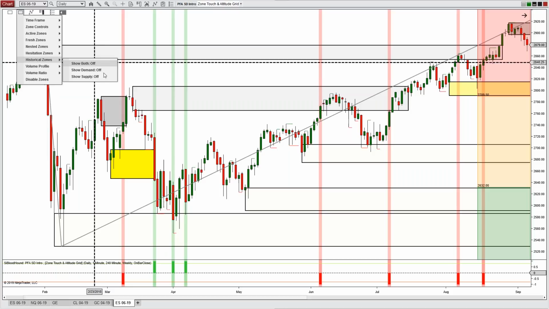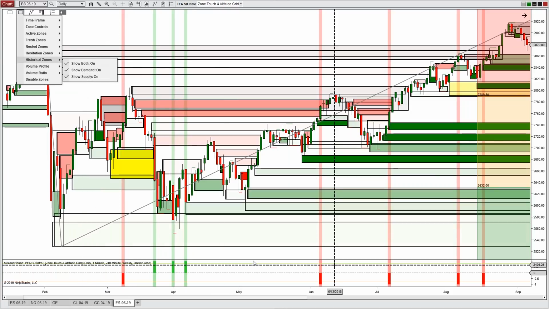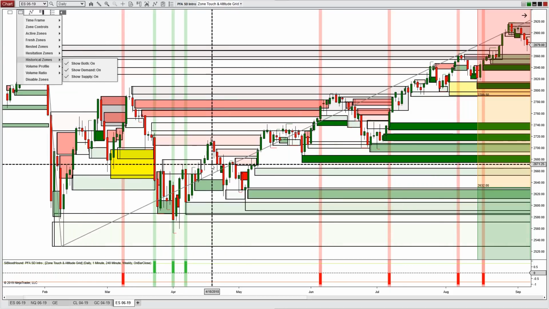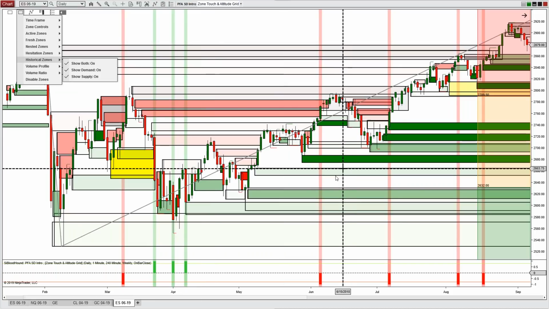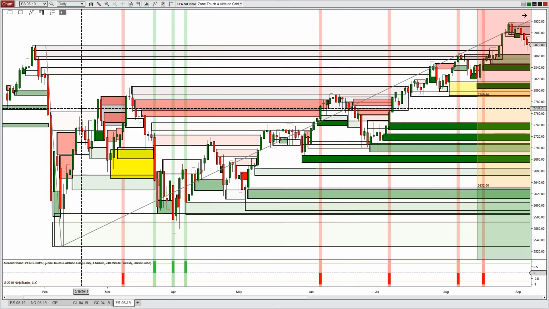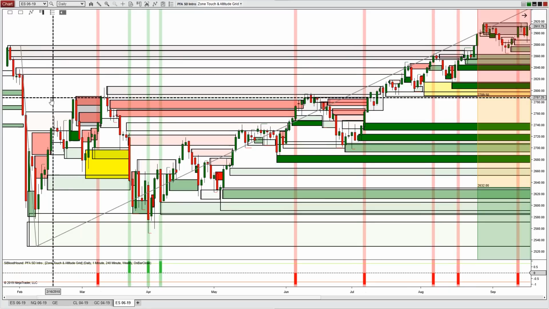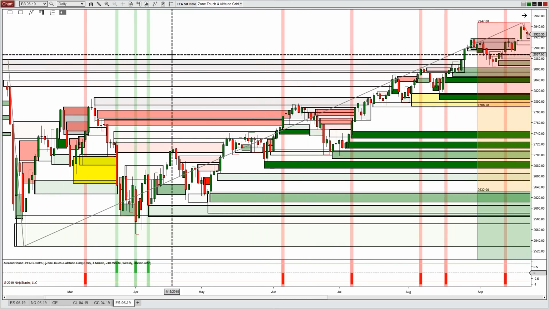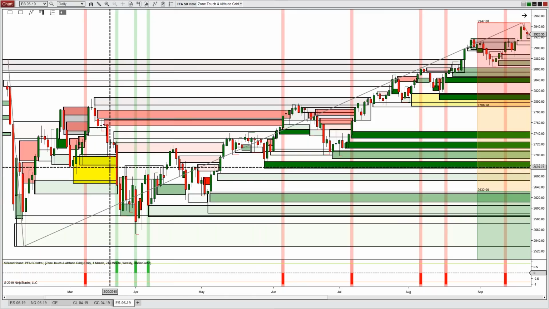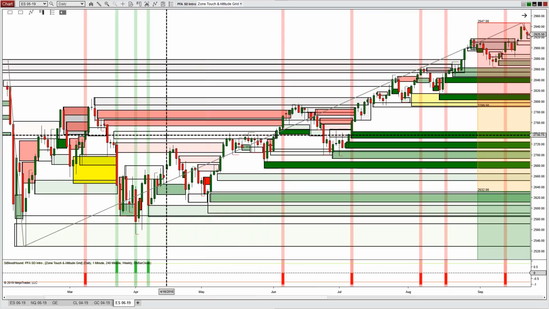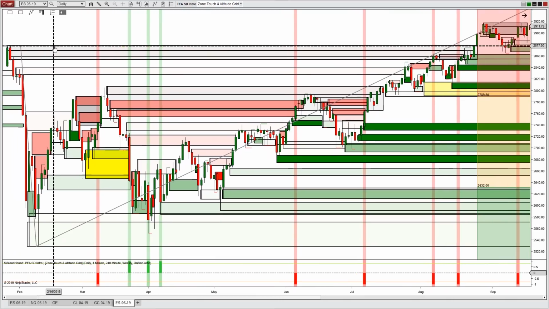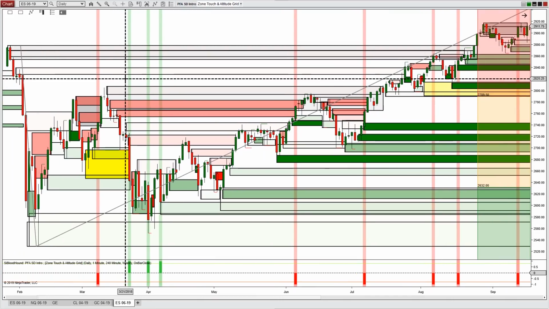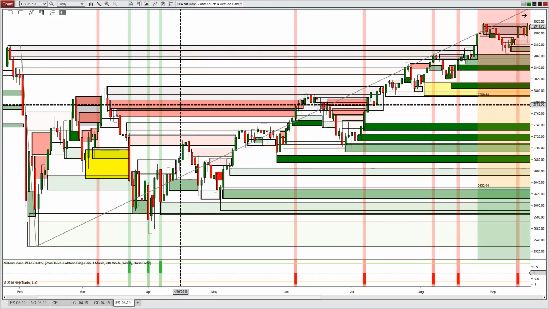When I toggle these on, don't worry, I'm going to show you some really cool stuff in just a moment. You're going to see a bunch of zones right now. Note how all of these zones are very respected. Very few of them are a bright color, and that's because most of them have been tested and price traded away. That's your 4-hour zones. I know the chart looks like a hot mess, but it's going to simplify itself in just a moment.